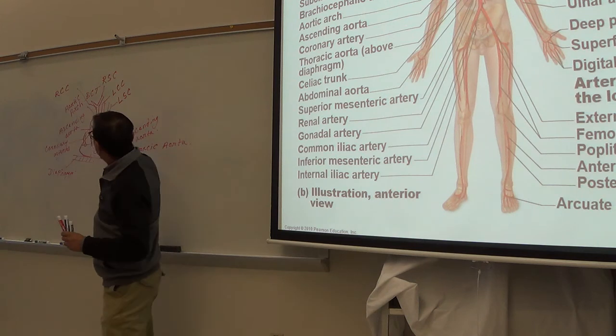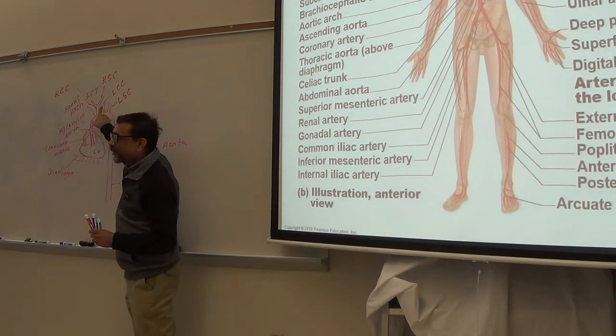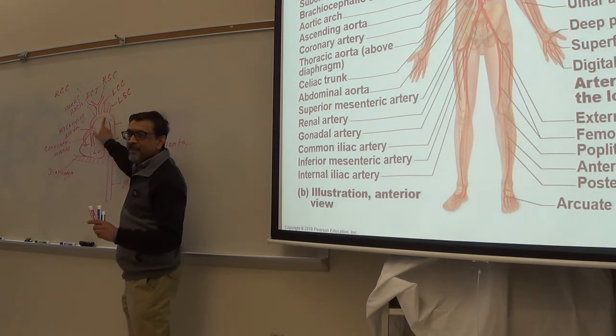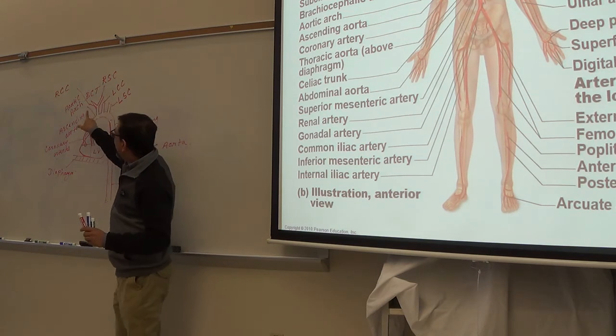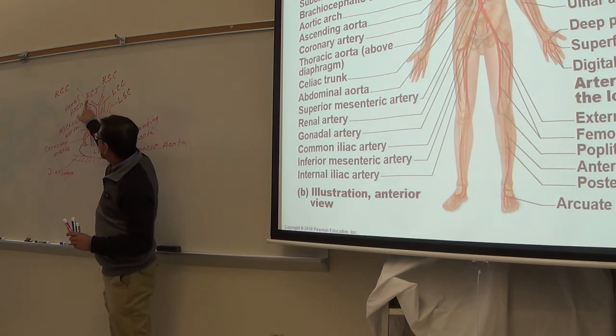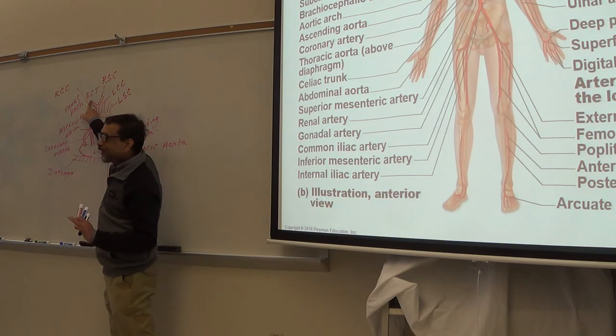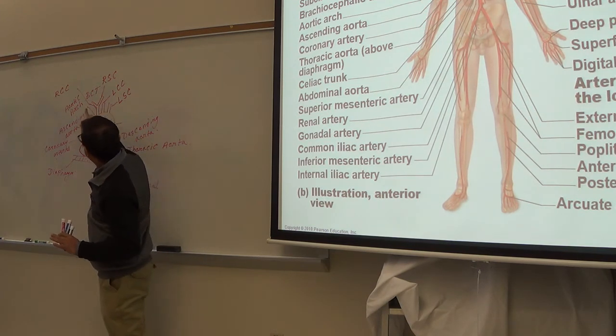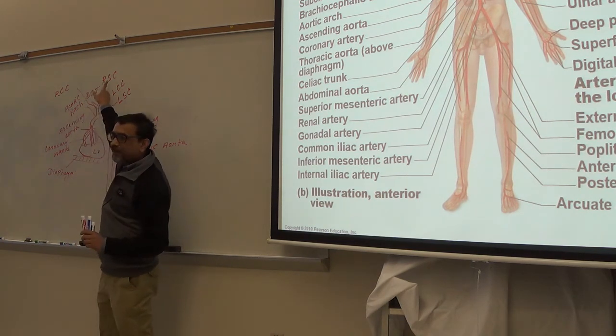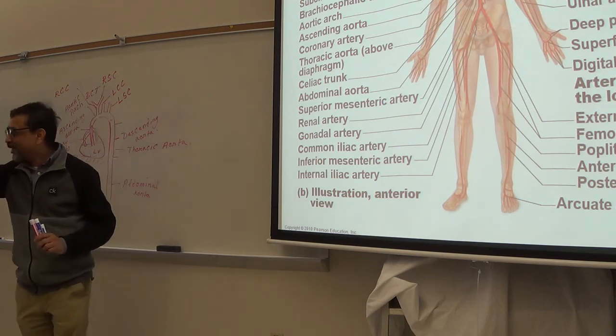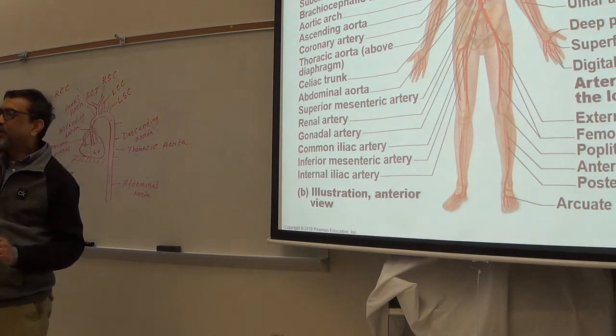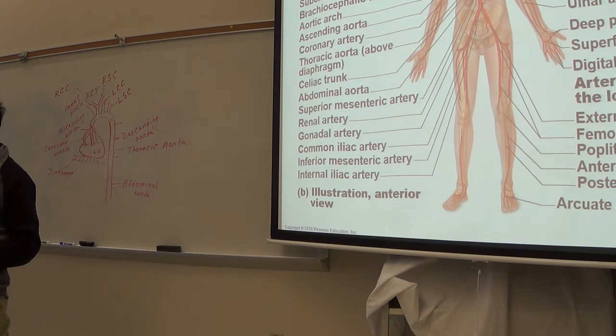You see, you have left subclavian and left common carotid coming directly from the aortic arch. And now you got right subclavian and right common carotid. Is it clear? So you got two subclavians, right and left. You got two common carotids, right and left. Now it makes sense, right? You have an equal number of common carotids and subclavians. Is it clear? Okay.